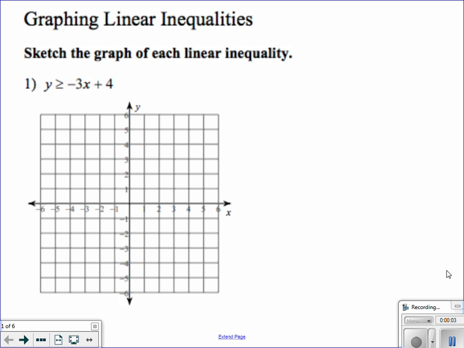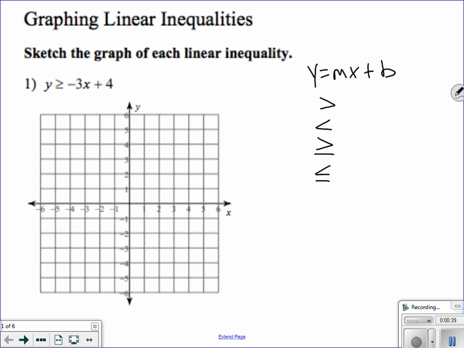All right, today we are going to graph some linear inequalities. One nice thing about this is it's just like graphing linear equations that we've been doing for a long time. So it's really just like doing equations that are y equals mx plus b. The only difference is that instead of y equals, you're going to have either a greater than, a less than, a greater than or equal to, or a less than or equal to symbol in there.